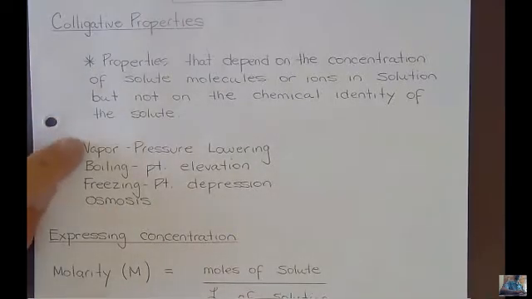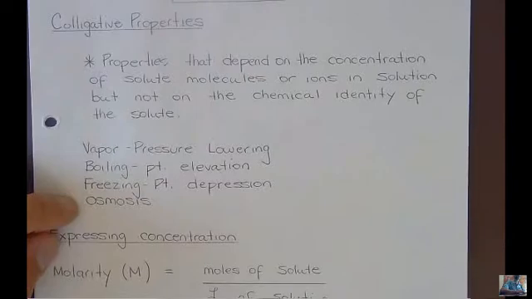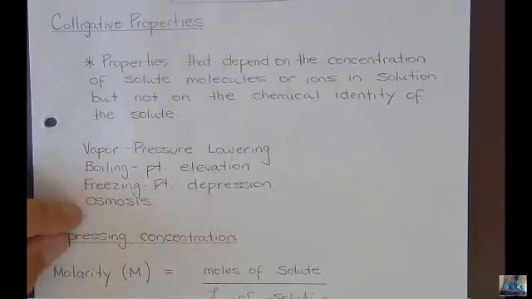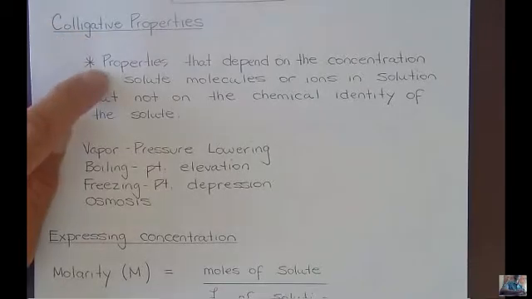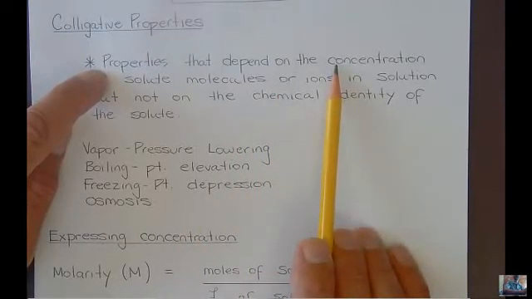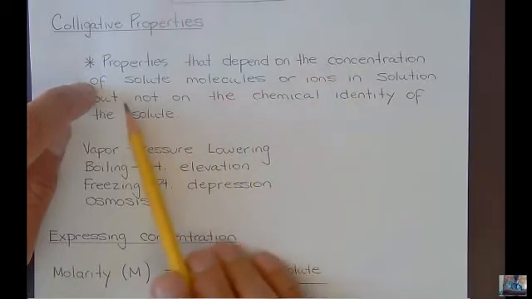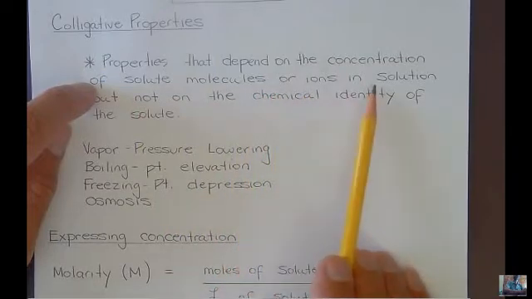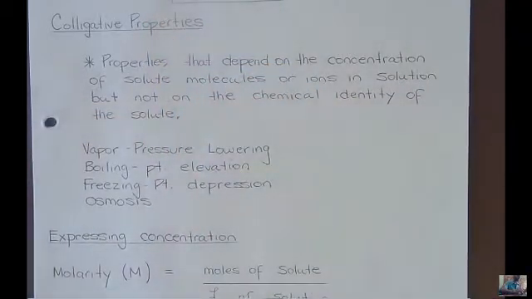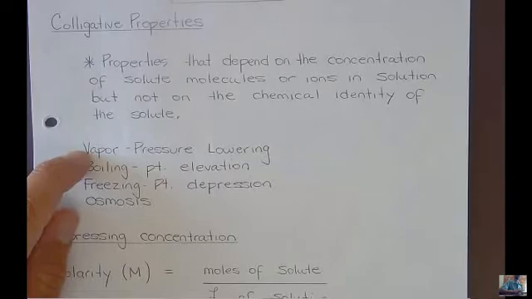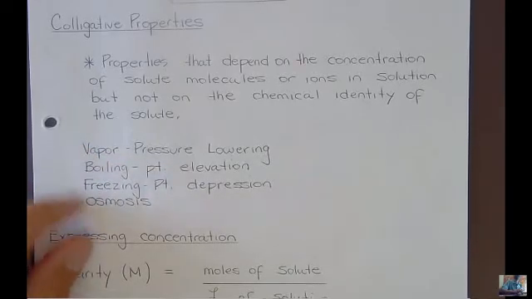So interestingly enough, it does not matter what solute you add to the liquid. As long as you're adding something to the liquid, it's going to have an effect on the liquid. So these properties are independent of what the actual particles are that are being dissolved in the liquid. So they're properties that depend on how much of the stuff you dissolve, but not on what it is. So the definition is properties that depend on the concentration of the solute molecules or ions in the solution, but not on the chemical identity of the solute. So we're going to be able to find constants, and the constants you're going to look up for the solvent, not the solute. So what are they?